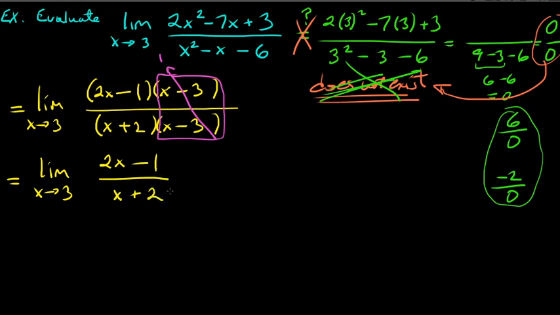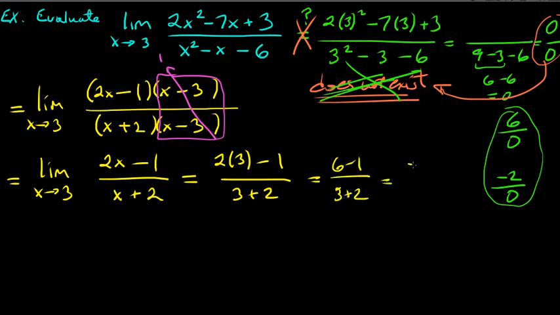Okay. So now what do we do? Well, this is a rational expression, a rational function. We can try plugging in 3 now. 2 times 3 minus 1 divided by 3 plus 2. So 2 times 3 is 6, and 6 minus 1 is 5, and 3 plus 2 is also 5, right? So we get 5 divided by 5, so we get a limit of 1. In this case, 0 divided by 0 was 1, but again, you don't know that from 0 divided by 0, or 6 divided by 0, or negative 2 divided by 0. So the limit here was 1.